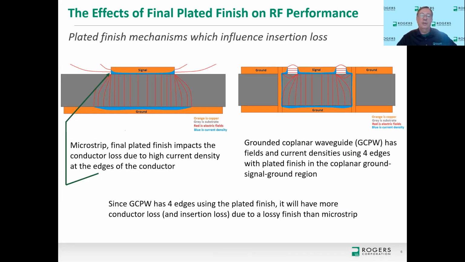So left and right edge in a cross-sectional view, that's going to be affected by the worse conductivity of the metal finishes being applied. Now in the case of grounded coplanar waveguide shown on the right, that's a little different because now you have fields on the coplanar layer, the top copper layer, this ground-signal-ground. You have coupled fields, and that's actually 4 different interfaces where this lossy metal can have an impact on the RF performance. So you have current density on those sidewalls, and as you plate a lossy metal on there, that's going to be affected much more than just the microstrip with the 2 edges.